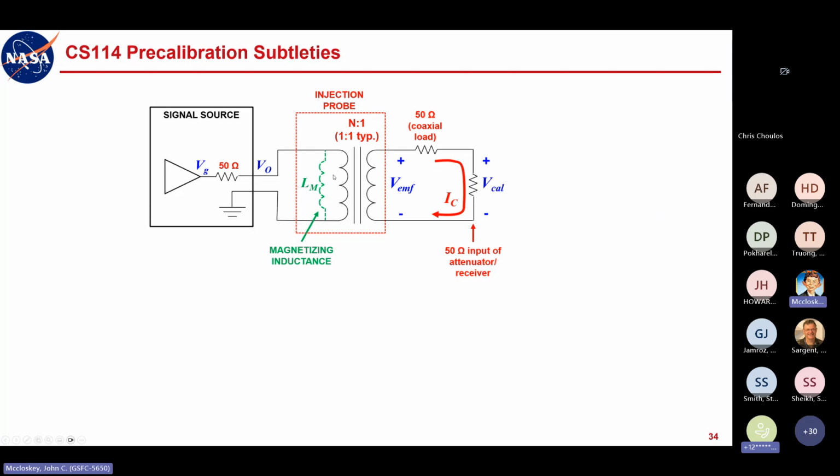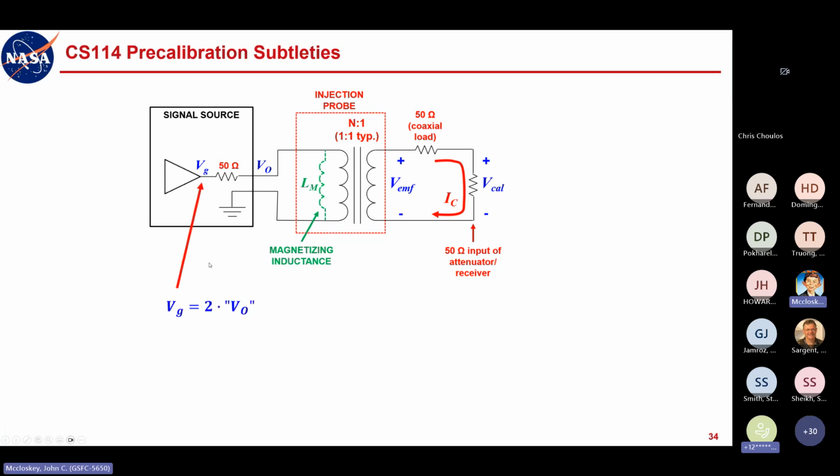Okay, so now the injection probe itself will have what we call a magnetizing inductance, that you can just represent as an inductance in parallel with an ideal lossless transformer, right? So it's got some magnetizing inductance in parallel with the winding.